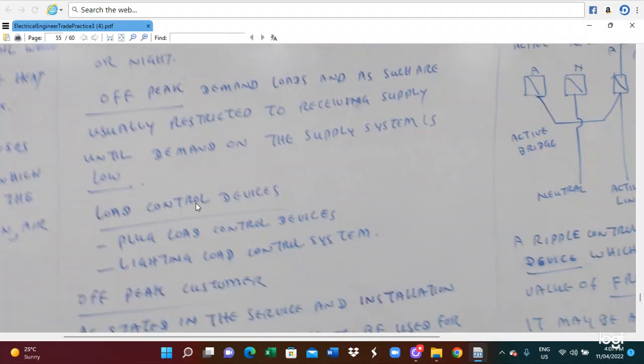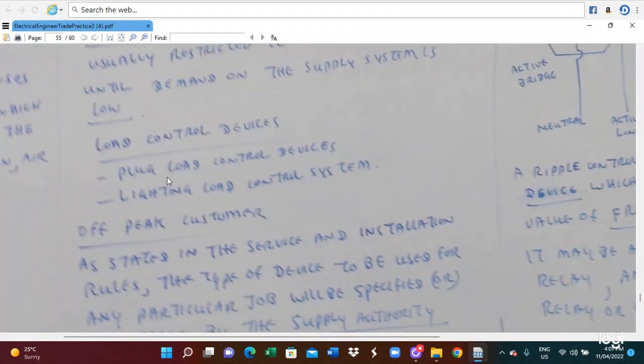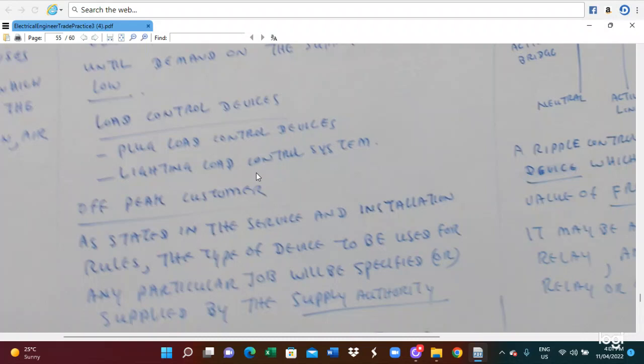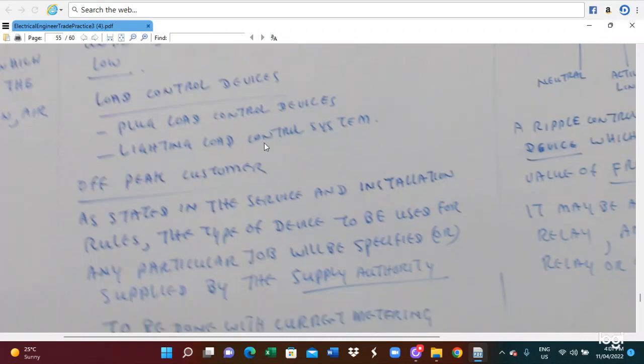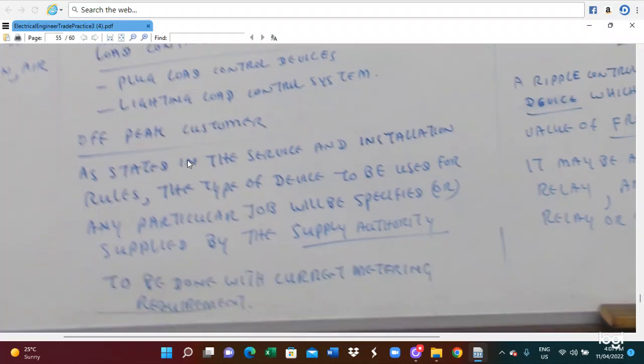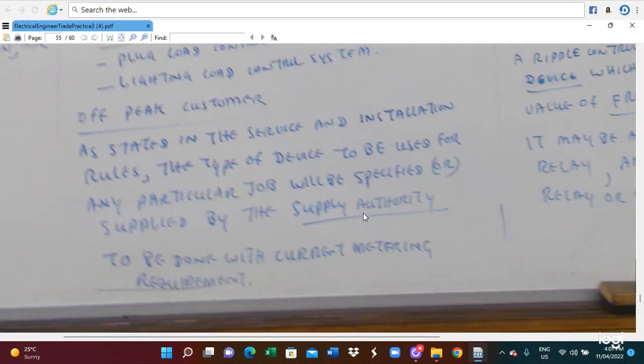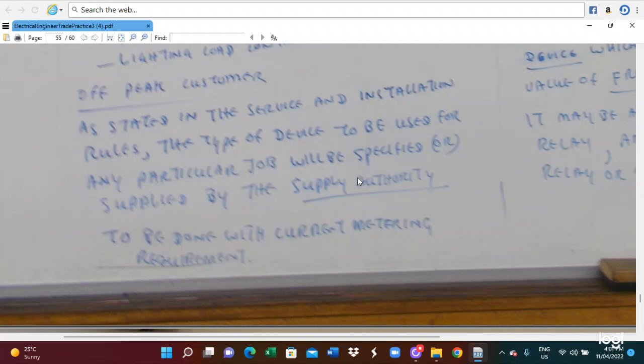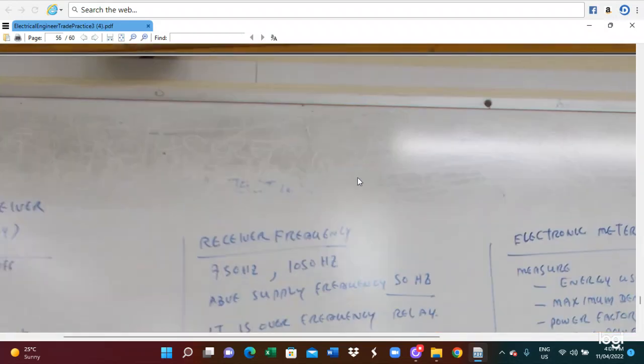So load control devices are the plug-in control devices and the lighting load control system. Off-peak customers are expected to install the device in the installation room. The type of device to be used for any particular job will be specified or supplied by the supply authority, to be done with the current metering requirement.